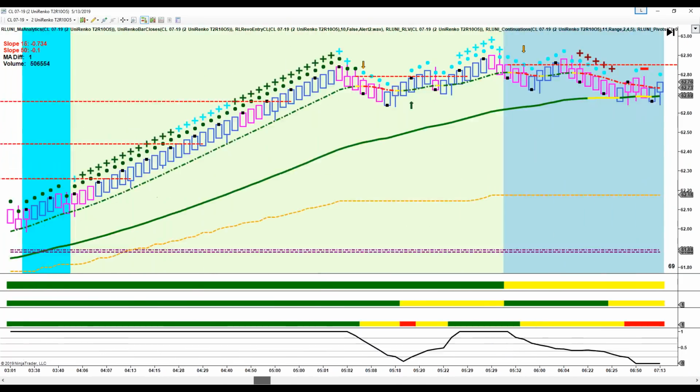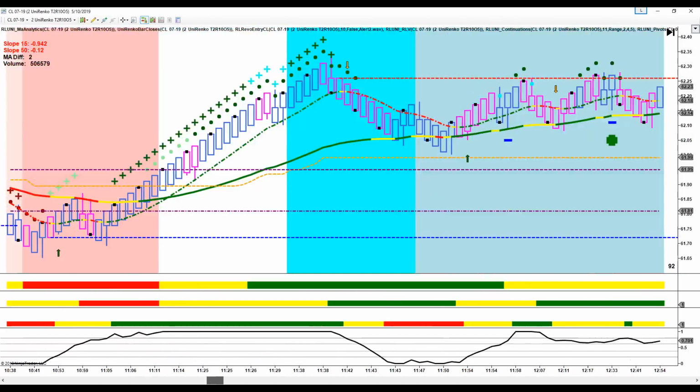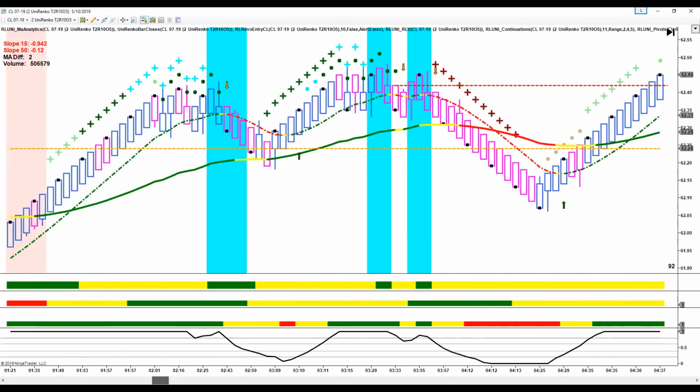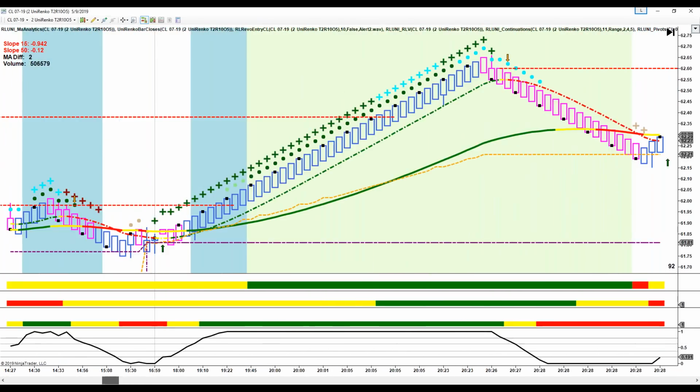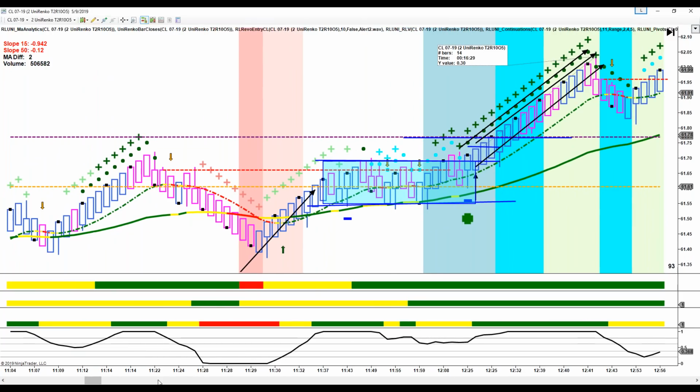Now that's not the channel. Channel's right here. Here it is. This did not break it. This wick did not break it. These wicks don't do anything. The only thing that breaks this, and this is really key, and I'm telling you, if you don't trade this way, you're going to get hurt.